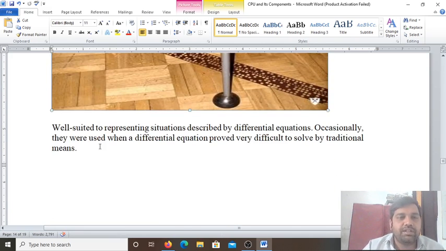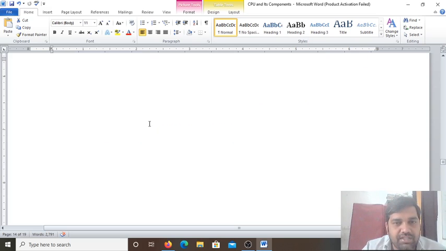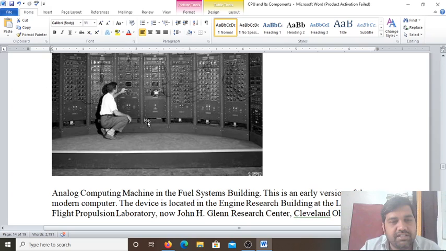Now, analog computers are well suited to representing situations described by differential equations. So they were used when a differential equation proved very difficult to solve by traditional means. For that purpose, we use this analog computer. Next, you can see this is an analog computer machine in the fuel systems building. This is an early version of the modern computer.